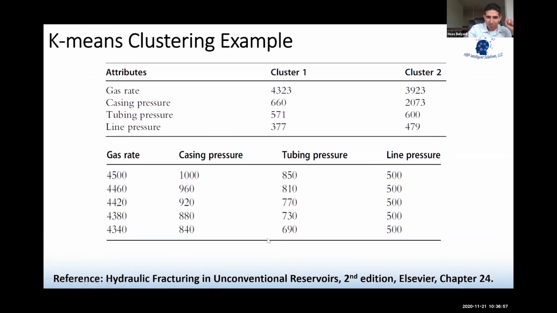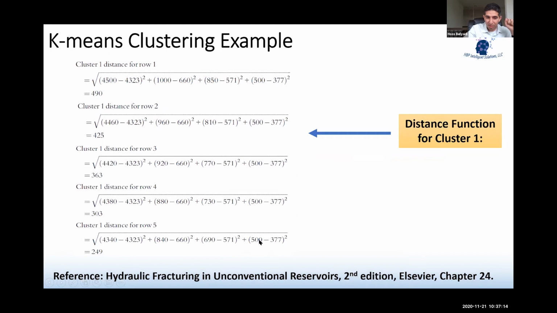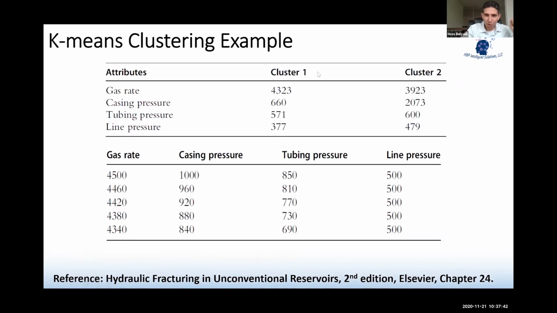Then it's going to be 690 minus 571. Then it's going to be 500 minus 377 squared. Do the math, and you get a distance of 490, 425, 363, and so on and so forth for each one of the rows that you have in your data. This is all for cluster 1. So you have to repeat the same exact calculation for cluster 2 now, because cluster 2 centroids are different than cluster 1 centroids.